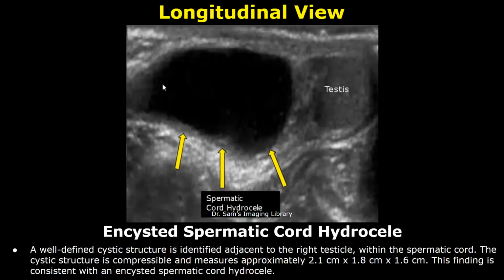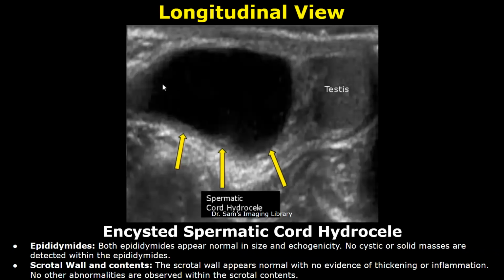A well-defined cystic structure is identified adjacent to the right testicle within the spermatic cord. The cystic structure is compressible and measures approximately 2.1 x 1.8 x 1.6 centimeters. This finding is consistent with an encysted spermatic cord hydrocele. Besides this hydrocele, no other abnormalities were found.